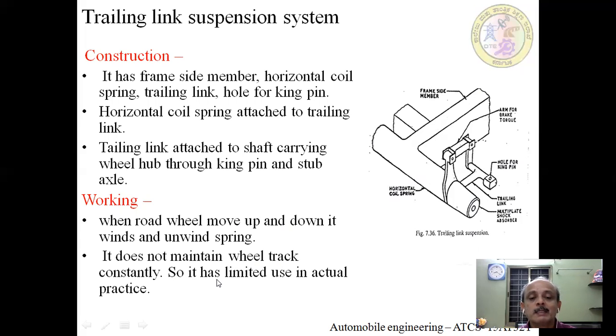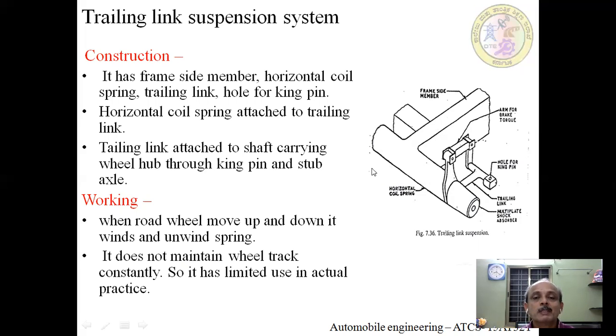So it has limited use in actual practice. Nowadays, very few vehicles use it, because it does not maintain the wheel track constantly. That is the problem with this system.